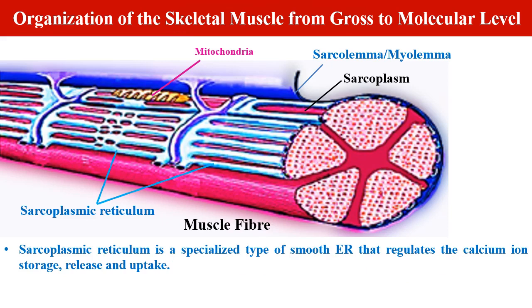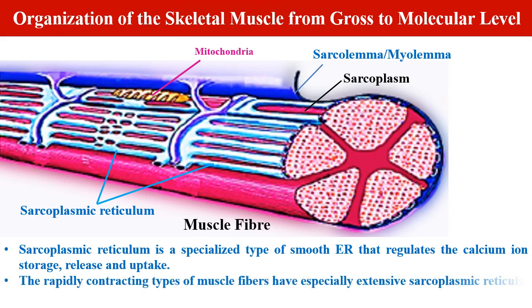The muscle fiber cell contains sarcoplasmic reticulum. The sarcoplasmic reticulum is a specialized type of smooth endoplasmic reticulum that regulates the calcium ion storage, release, and uptake. The rapidly contracting types of muscle fibers have especially extensive sarcoplasmic reticula.